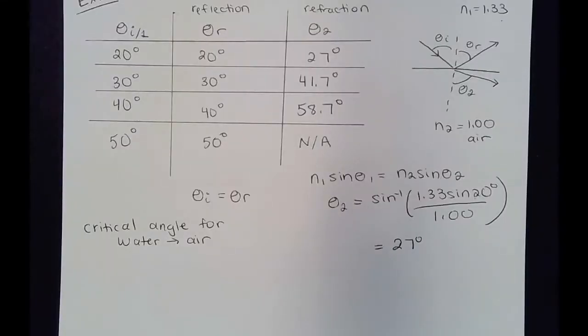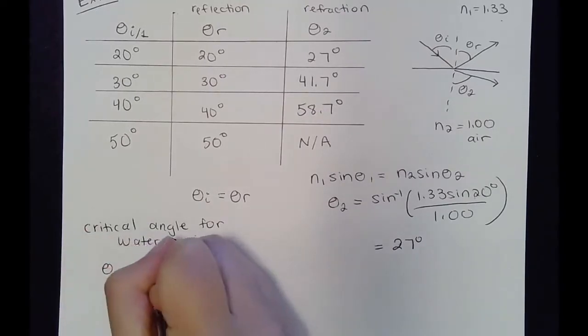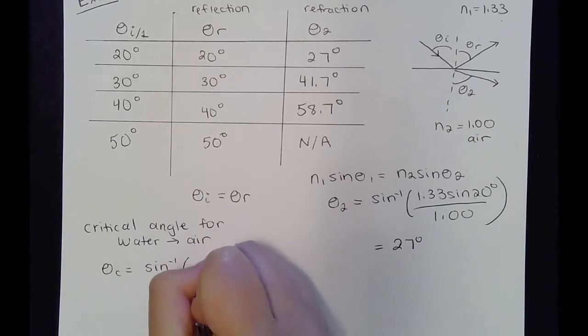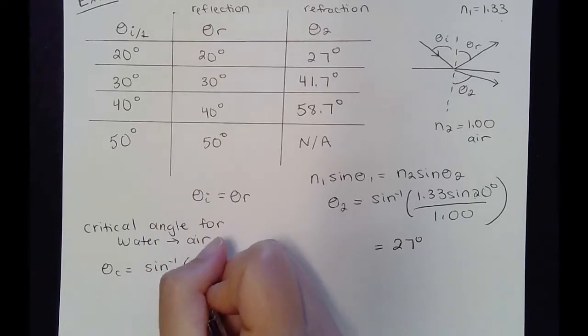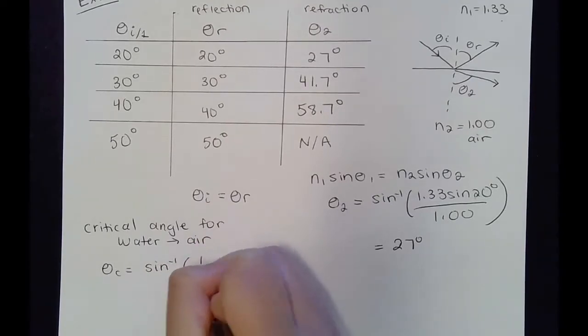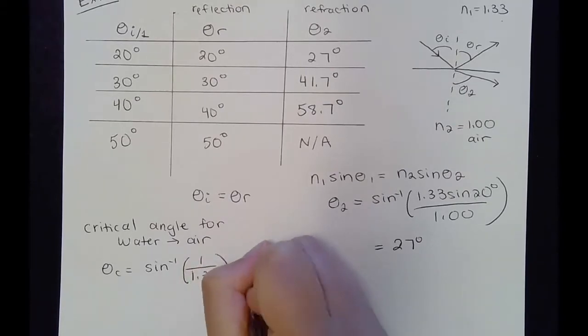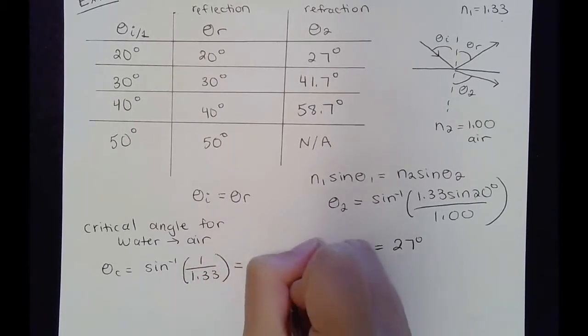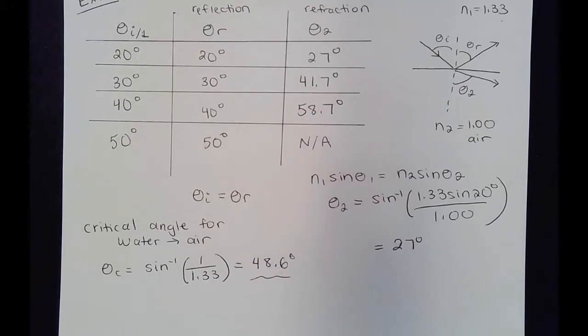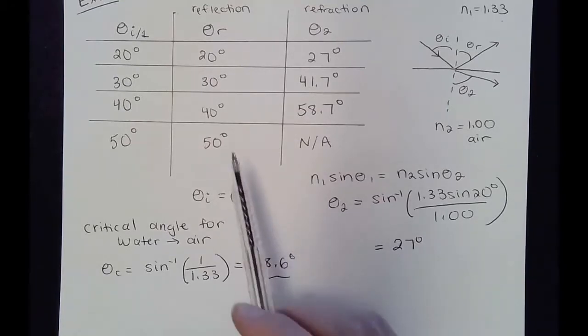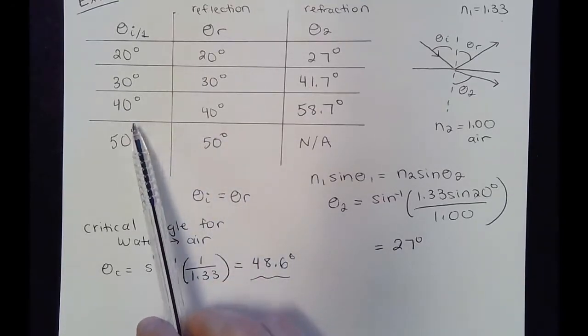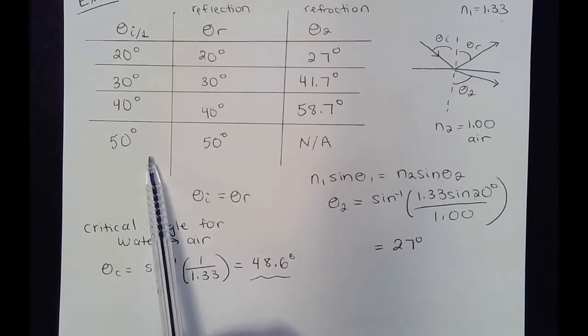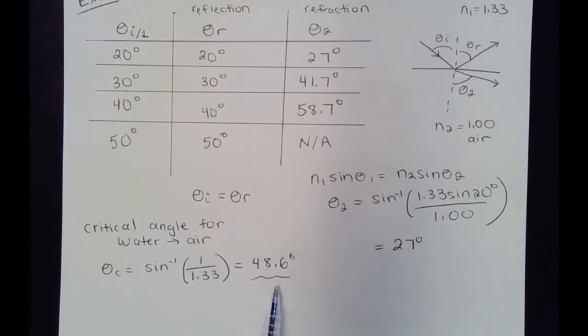Okay, so in the previous example, let's just check what the critical angle is for water to air. So we would do theta c equals sine inverse of n2 over n1. So that's going to be 1 over 1.33, which gives 48.6 degrees. So that's why we were seeing refraction with an angle of incidence of 40 degrees, but once we passed 48.6 degrees, instead we have total internal reflection.